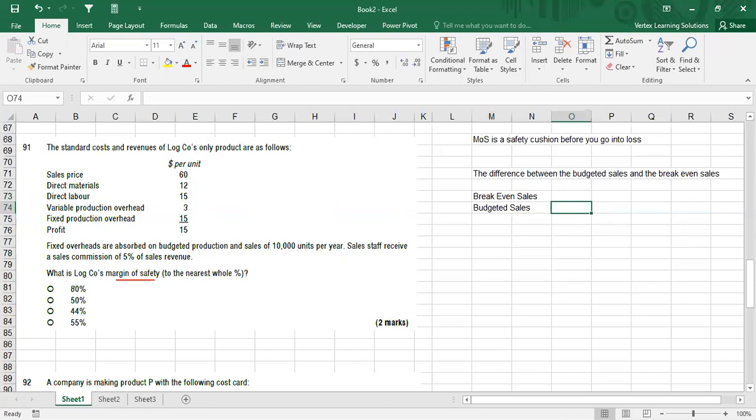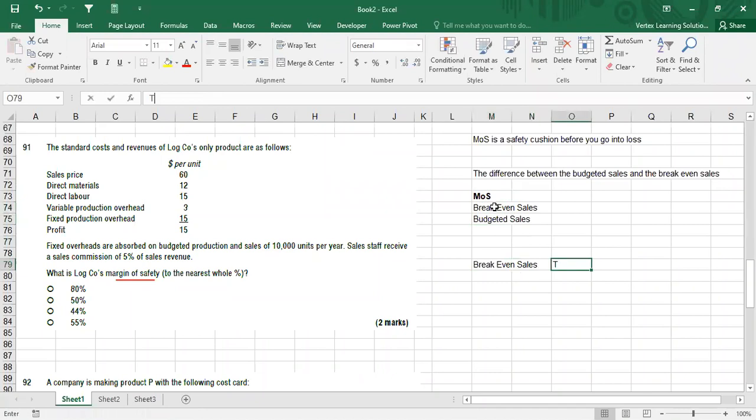3 minutes you have, start working your mind, take out some calculations, and you guys are going to help me out with this question. Okay, let's start doing it. So first, to calculate margin of safety, we need these two things: budgeted sales and break-even sales. So let's first see how we calculate break-even sales.